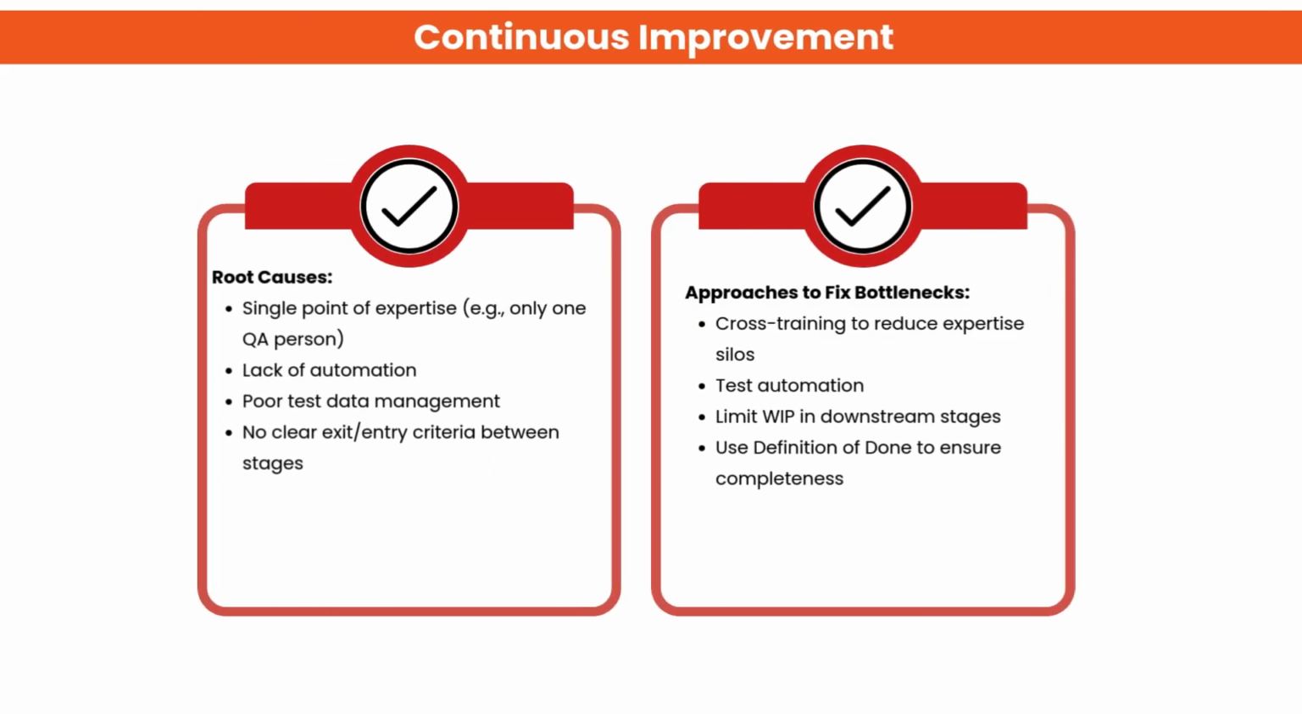This slide explains common root causes of delivery bottlenecks such as dependence on a single expert, lack of automation, and unclear stage criteria. It also highlights solutions like cross-training, introducing automation, limiting work in progress, and using clear definitions of done to improve flow and reduce delays.